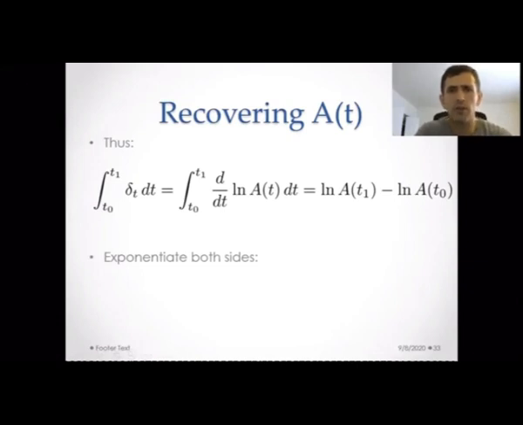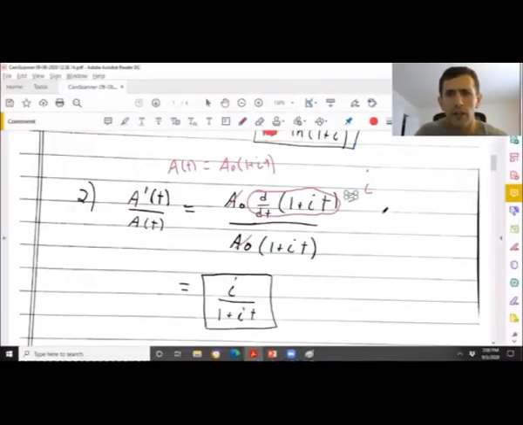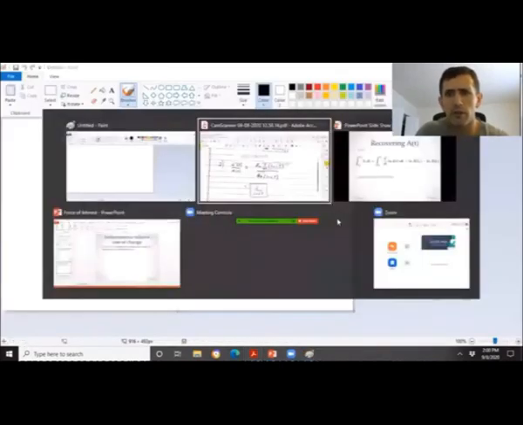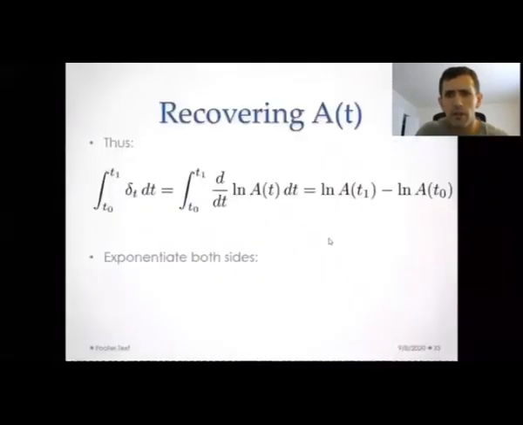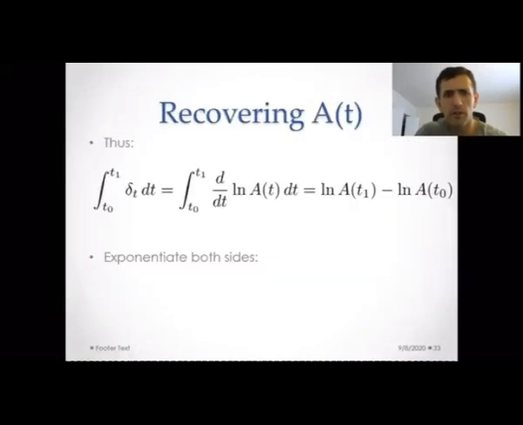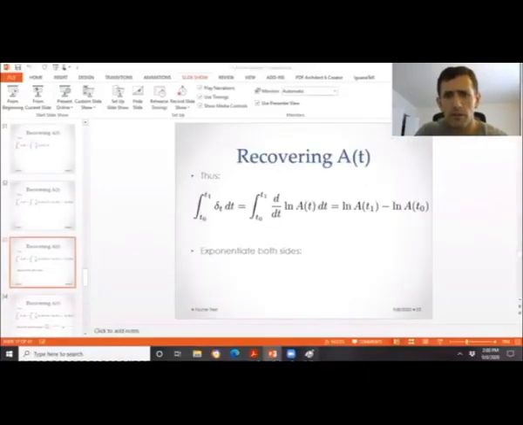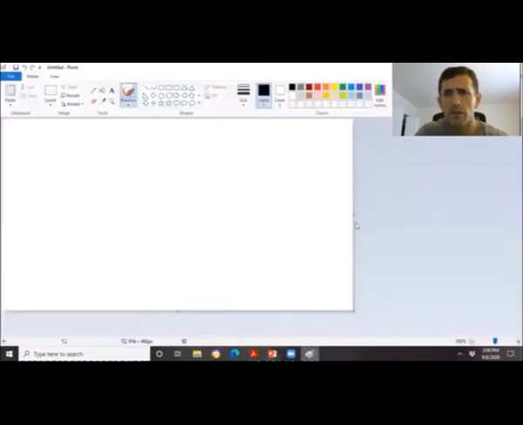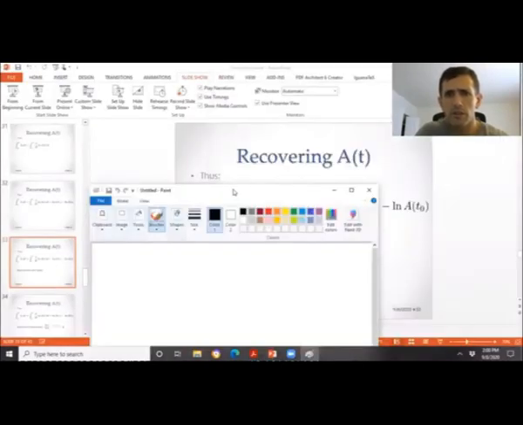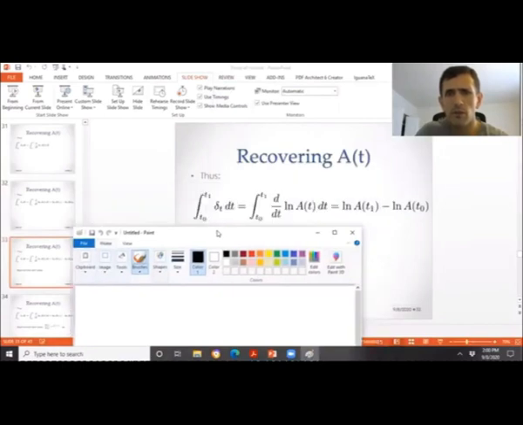All right, so what I'm going to do is now exponentiate both sides. I'll just quickly go through this. Let's see if I can. Make this a little bigger. There we go. Should be enough room. Okay, so what do I have here?